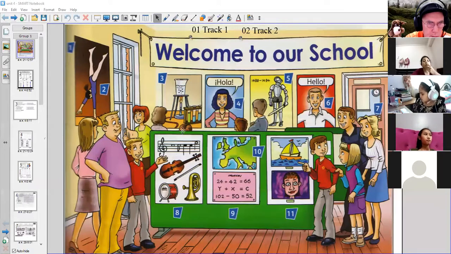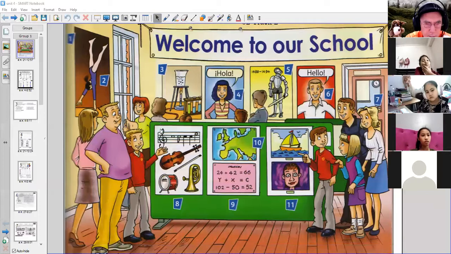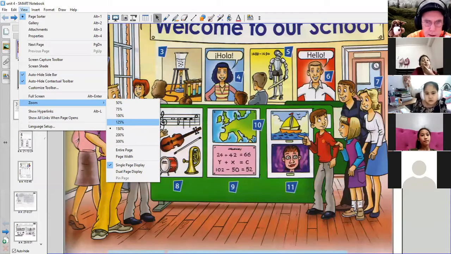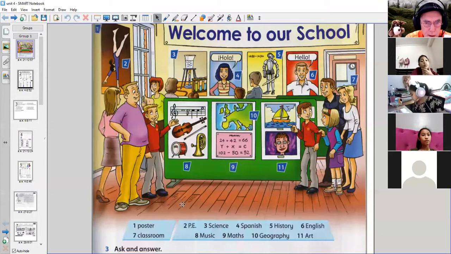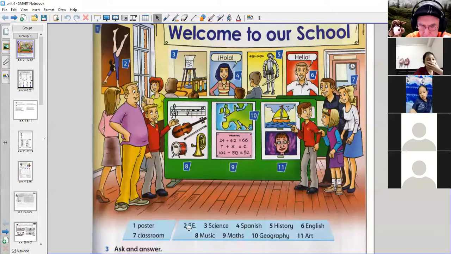So let's have a look. Number one, what is number one? Number one is the poster. Here we see a poster, which is a kind of picture. Let me just make this a bit smaller so I can see the words and the picture. That's better. Poster. Number two, PE. The letters PE stand for physical education. Physical means your body, not your mind. And education is learning. So it's learning for your body. Exercise. PE, physical education.